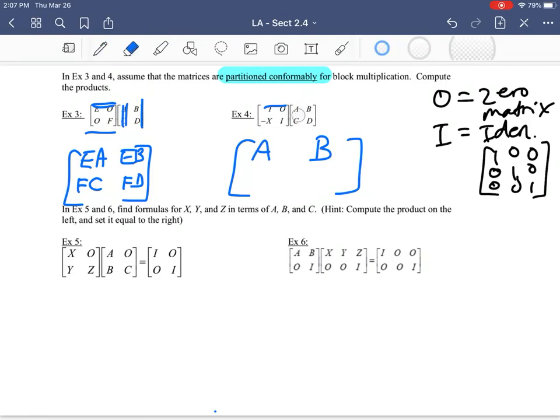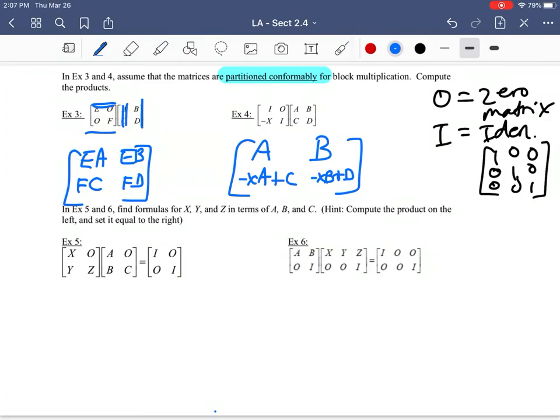Now in this next portion, for the second row, I have negative X times A, which is just negative XA, and then I have plus I times C. Well, that would just be C. So I'm going to get negative XA plus C for that spot. And then the last part, I have negative X times B plus I times D, so it'd be negative XB plus D. Let me write that again. Negative XB plus D. All right, so that's the best I can do.